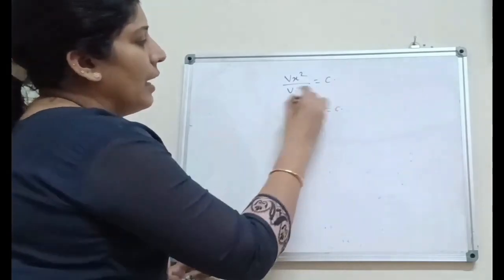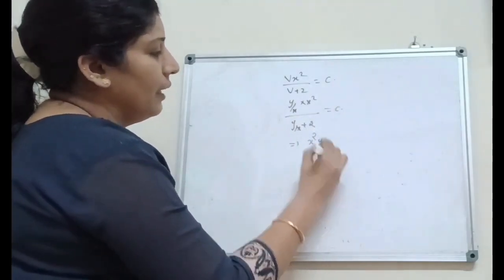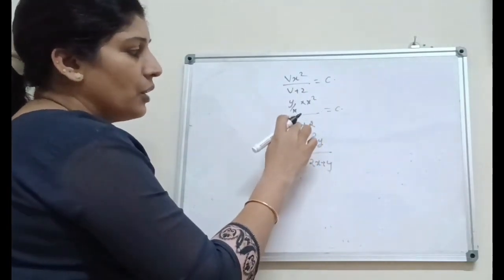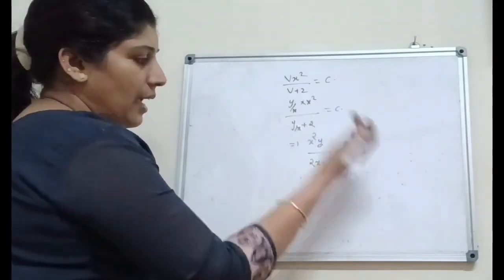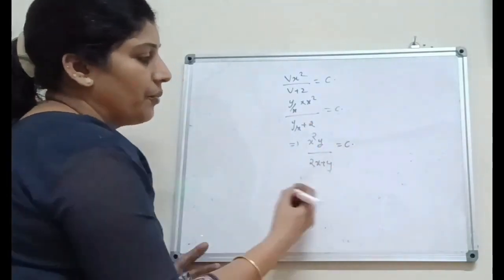That implies x square y divided by 2x plus y. Here, the numerator x square y divided by x. Then the denominator is 2x plus y divided by x. x cancelled. Therefore, it is equal to x square y by 2x plus y equal to c.